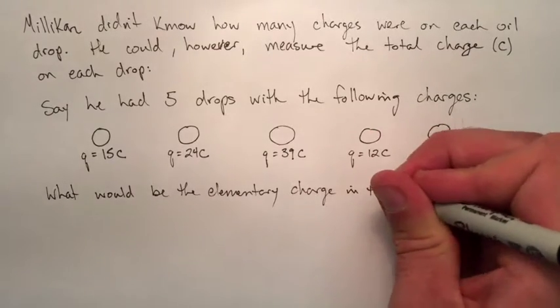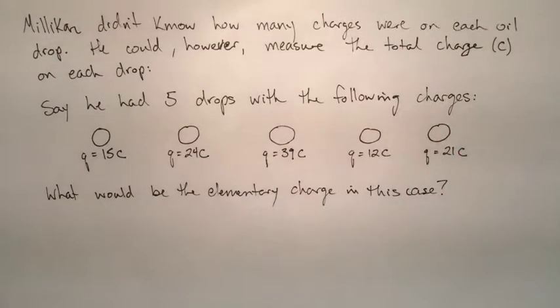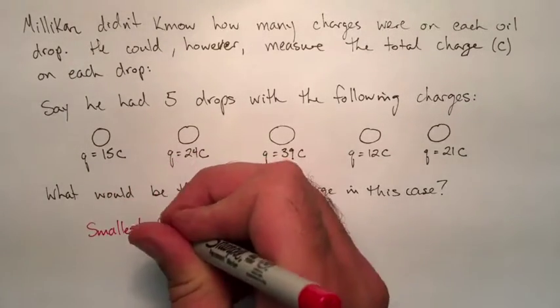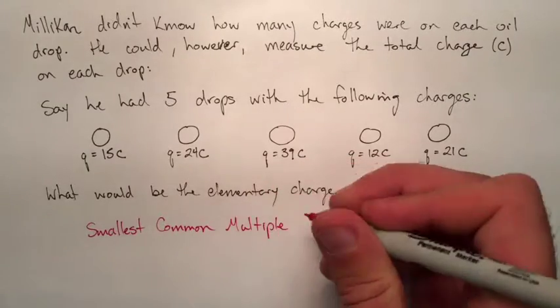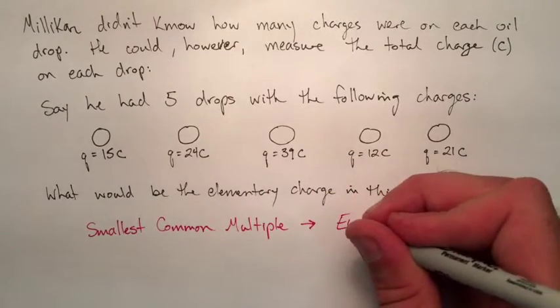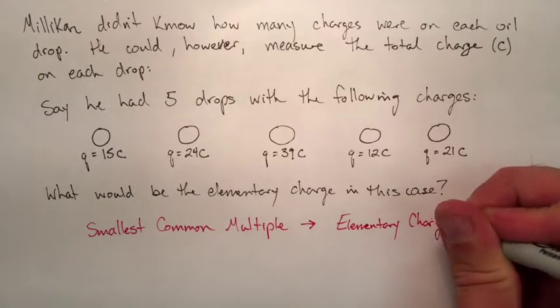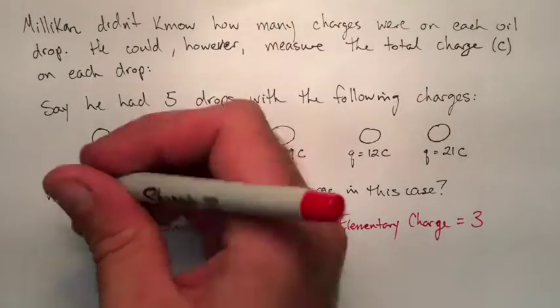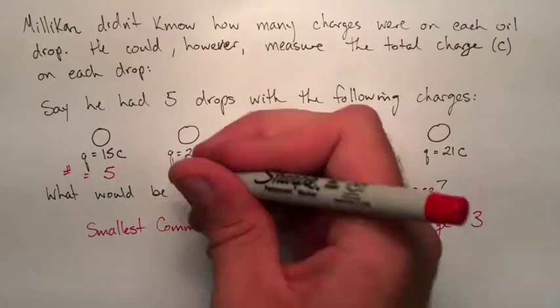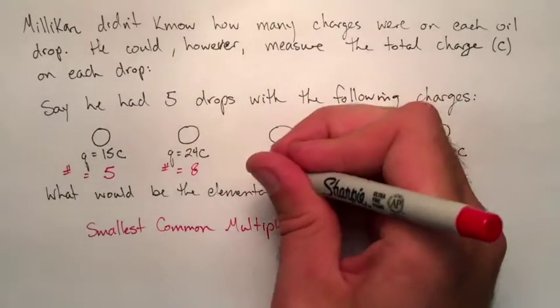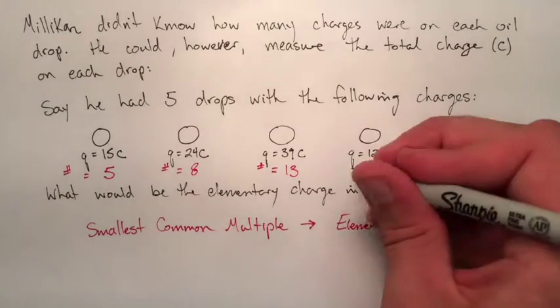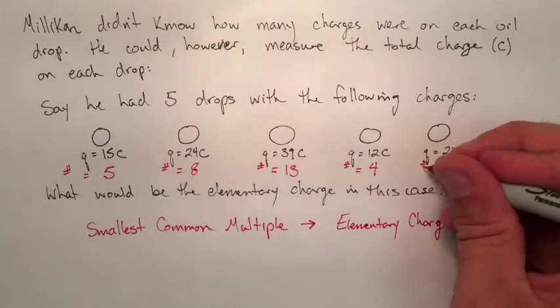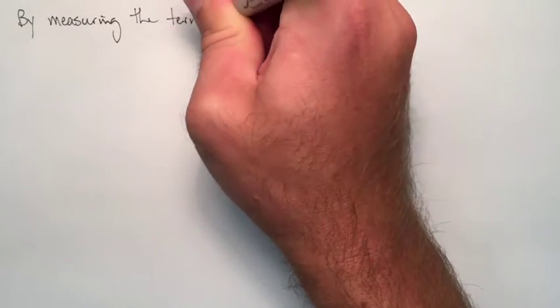How many electrons would have to fit on each of these oil drops to get those charges? Basically what we're asking ourselves is, what is the smallest common multiple we can fit onto each of these oil drops? By examining 15, 24, 39, 12, and 21, we would say the lowest common multiple would be 3. So here we would conclude that the charge of an electron would be 3. That means 5 would fit on the first one, 8 on the second one, 13 electrons on the third one, 4 on the fourth one, and 7 on the fifth one. That's basically what Millikan did to find the charge of an electron.